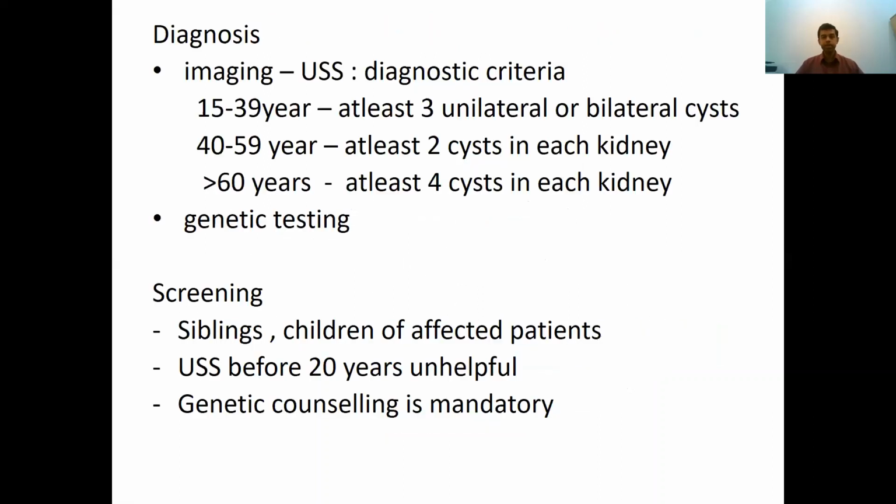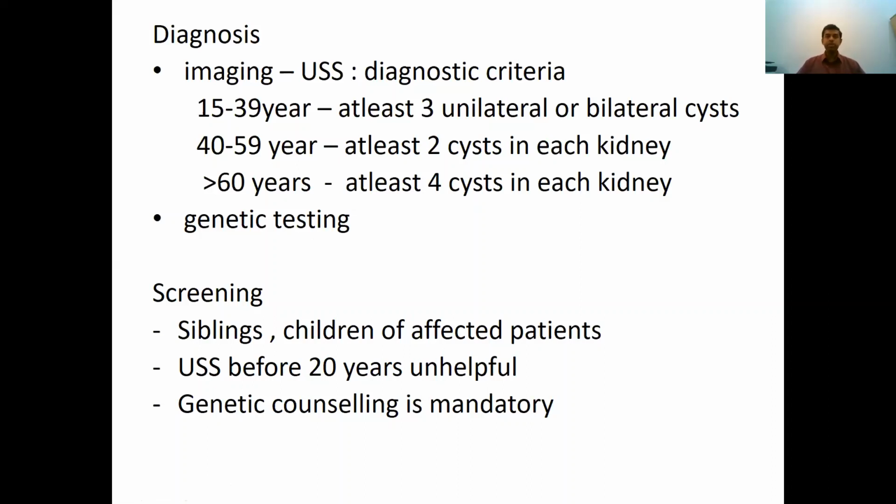So how do we diagnose? One way is imaging. You need to do ultrasound scans. Depending on the age of the patient, the criteria will vary. If you are between 15 to 40, you need at least 3 unilateral or bilateral renal cysts. 40 to 60, you need at least 2 cysts to be seen in each kidney. And more than 60 years, you need at least 4 cysts in each kidney. However, the gold standard way for you to diagnose this is by doing a genetic test.